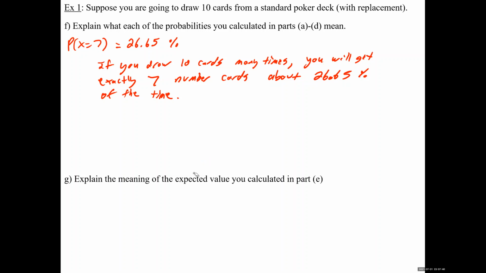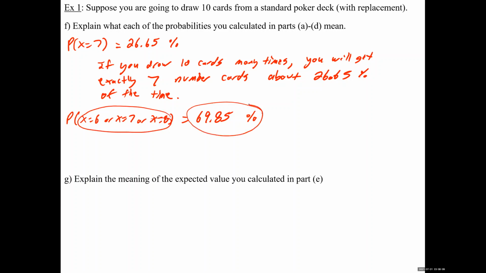Okay, I'm going to write down the other 3 probabilities. I'm not going to write down the answers, I'm just going to say them. But this one was between 6 and 8, so 6 or 7 or 8. And the probability here was 69.85%. If I ask you to explain the meaning of this, you would say, if you draw 10 cards from a deck of cards many times, you'll get between 6 and 8 number cards about 69.85% of the time. Instead of saying exactly 7, you'll say between 6 and 8, because that's what the question was for that one.